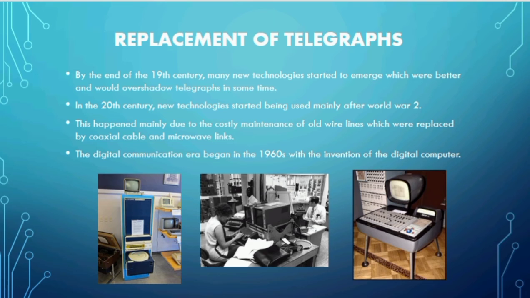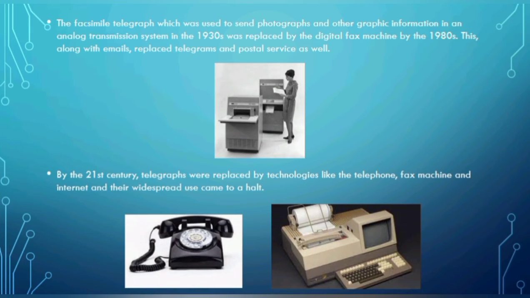This happened due to the costly maintenance of old wire lines, which were replaced by coaxial cable and microwave links. Availability of very wide bandwidth channels allowed transmission speeds which were limited only by the capabilities of terminal equipment. These new transmission media were later augmented by satellite links and fiber optic transmission lines. The new transmission channels had new electronic devices like transistors, integrated circuits, and other microelectronic devices. The digital communication era began in the 1960s with the invention of the digital computer. Fax machines and emails replaced telegrams and postal services as well.